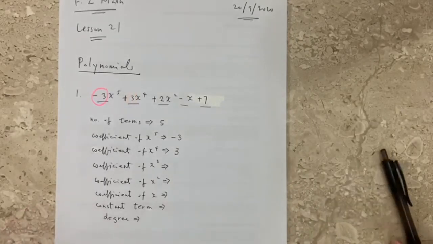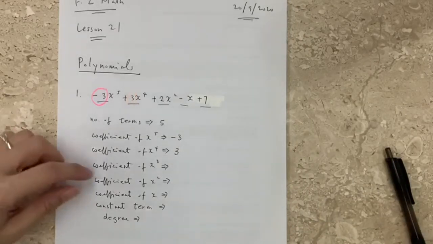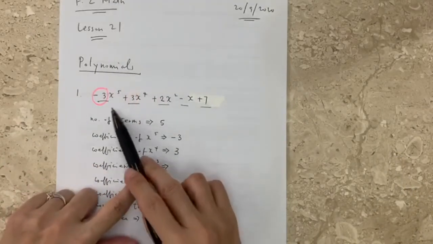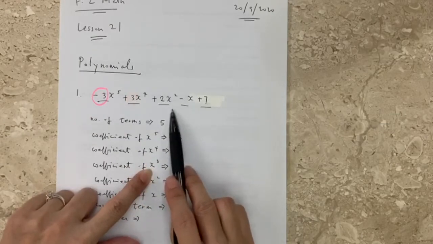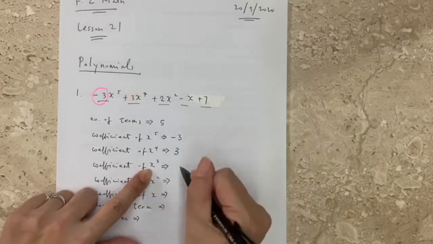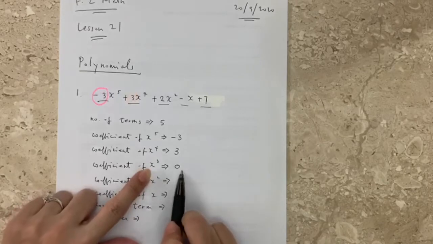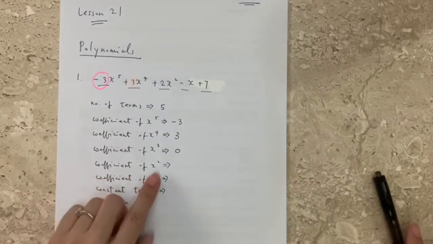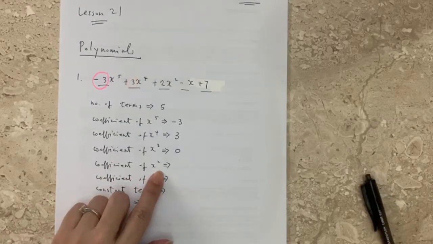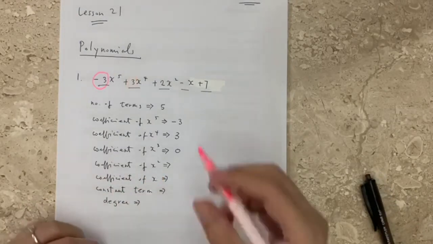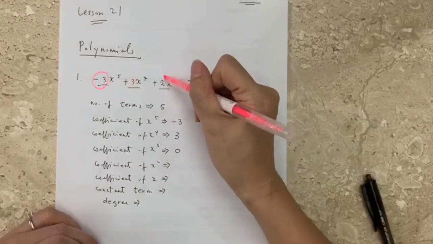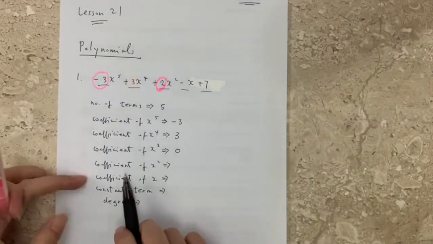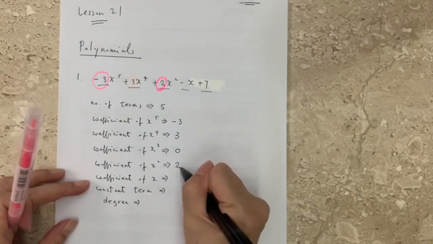Alright, now we come to another one. So how about coefficient of x to the power 3? The point is, can you see any x to the power 3? We don't have that, so that is 0, because 0 times anything is 0. Alright, so next. What about coefficient of x squared? So we have x squared here, so the figure in front of x squared is 2. So we say that coefficient of x squared is 2.